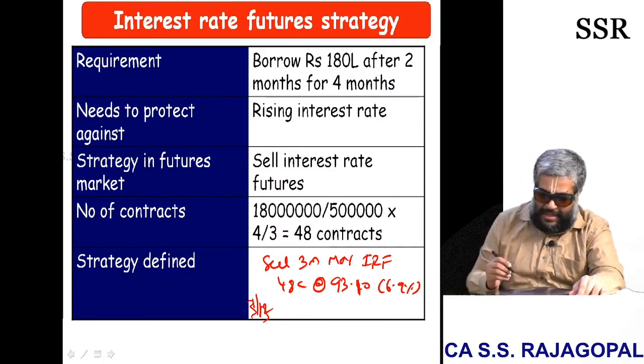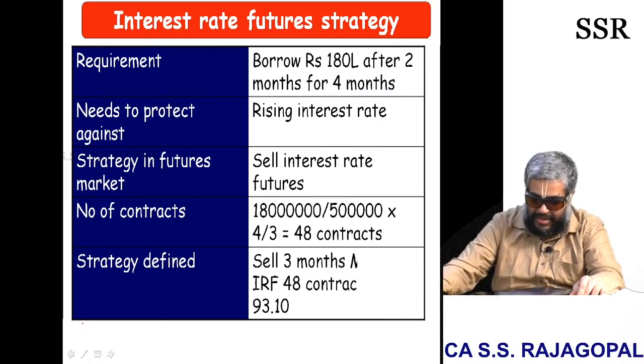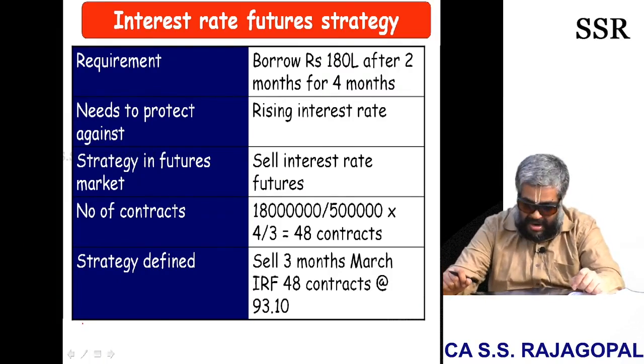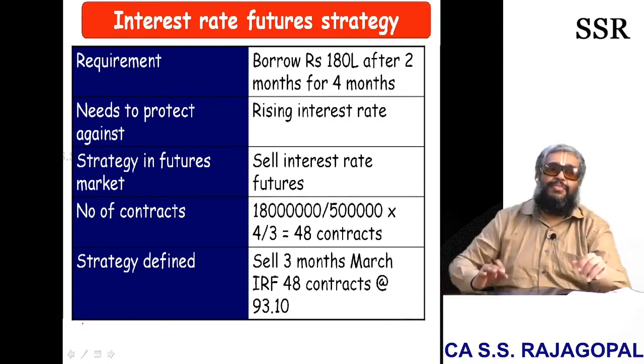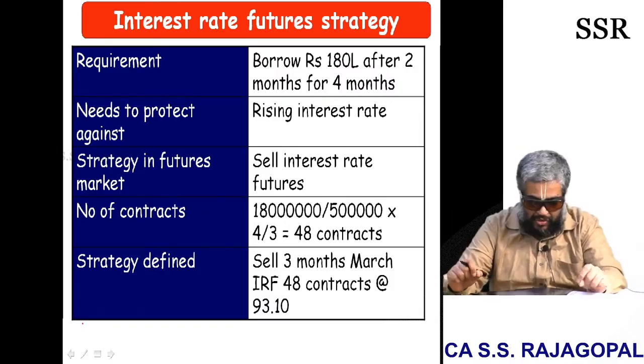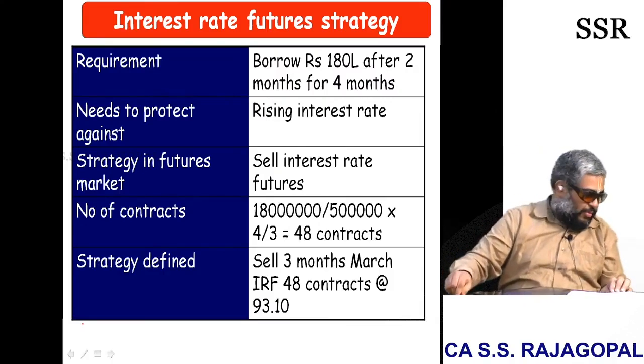Everybody understanding? The contract position: sell 3 months March interest rate futures, 48 contracts at 93.1. Please copy this, the number of contracts, and also copy the strategy defined.